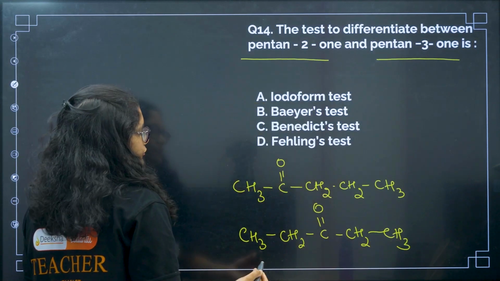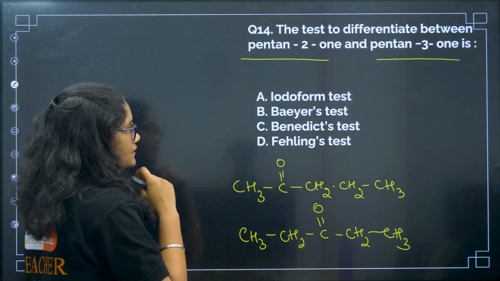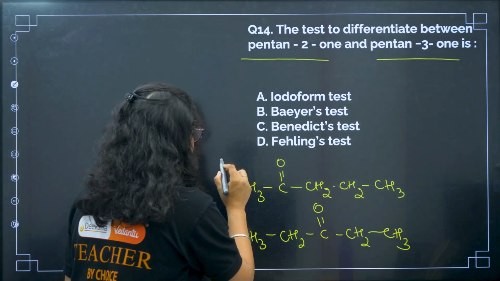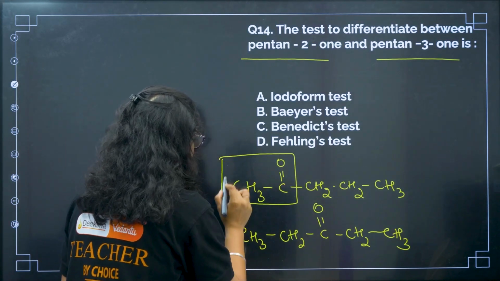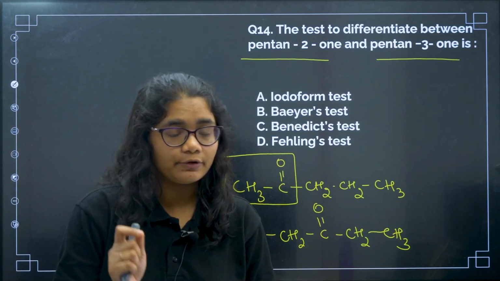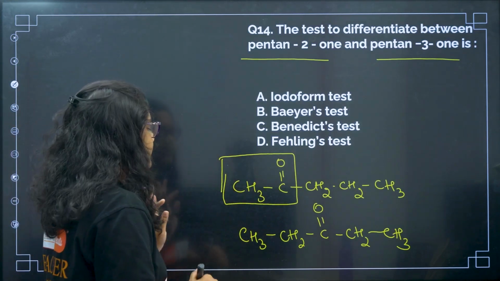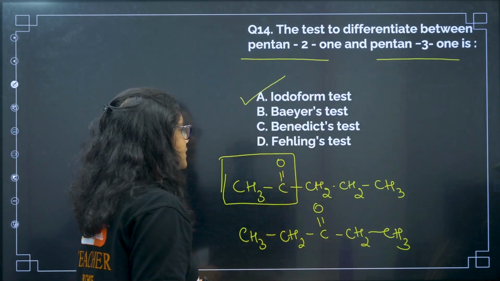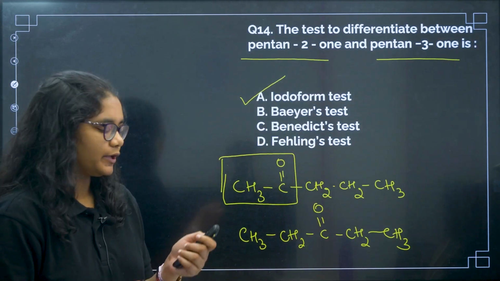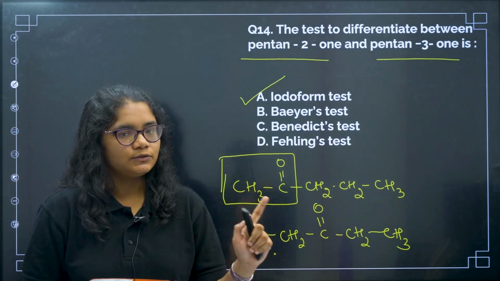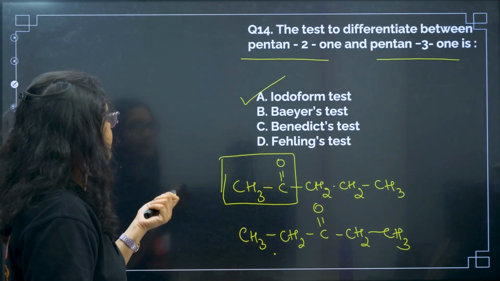Okay, so now if you see, for differentiating pentanone, this compound has an acyl group, right? CH3CO group. If it is present, then it will show a positive iodoform test, and we can get a yellow precipitate here. So the correct answer for this question will be option A, iodoform test. This one will not show it because it does not have the CH3CO group. Okay, now let us see the next question.